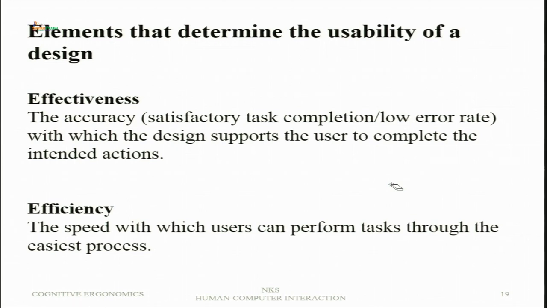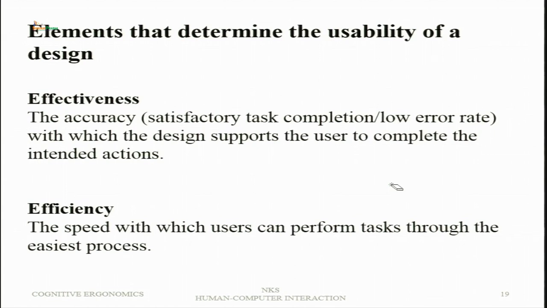Effectiveness. These definitions also provide the operational statements about how the measurement should be carried out, what are the different ways in which these elements or attributes can be measured. Effectiveness is the accuracy, which is in terms of the satisfactory task completion or low error rate, with which the design supports the user to complete the intended action. And this definition directly leads to the measurement of effectiveness.